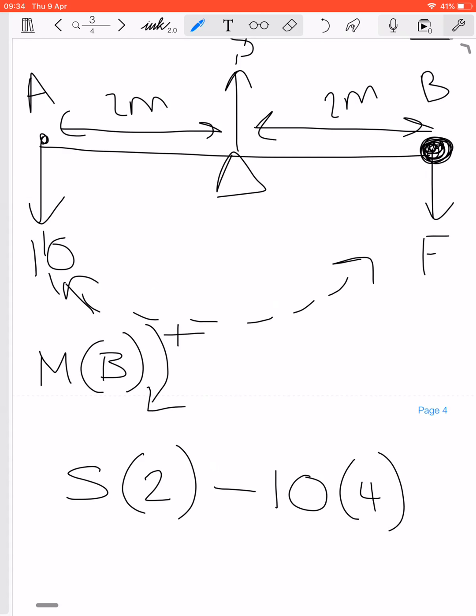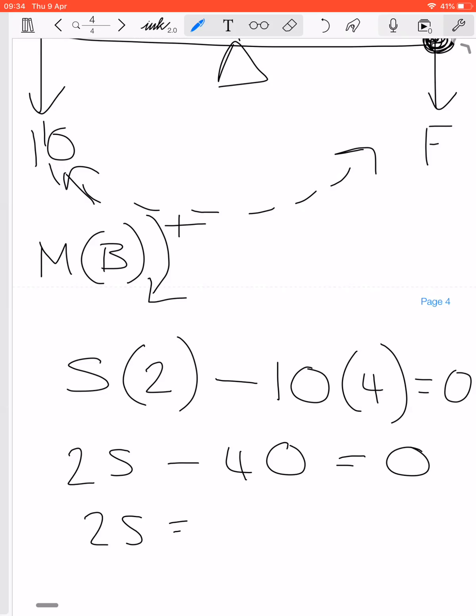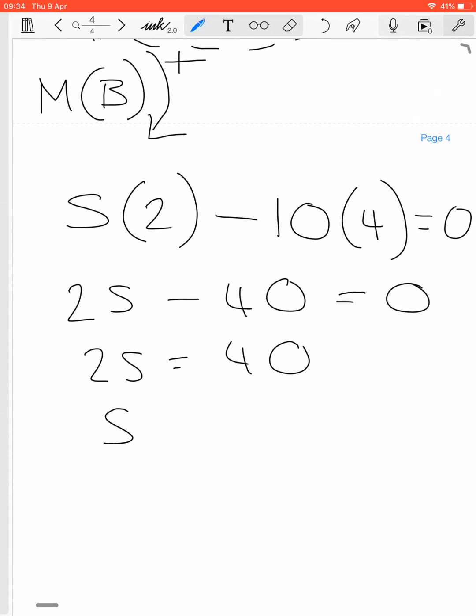Now, our beam is not moving. It's balanced. So we know that balanced moments must equal 0, like so. So I'm now going to rearrange just to check my answer. So we've got 2S minus 40 equals 0. So 2S equals 40. Divide both sides by 2, S equals 20 newtons.